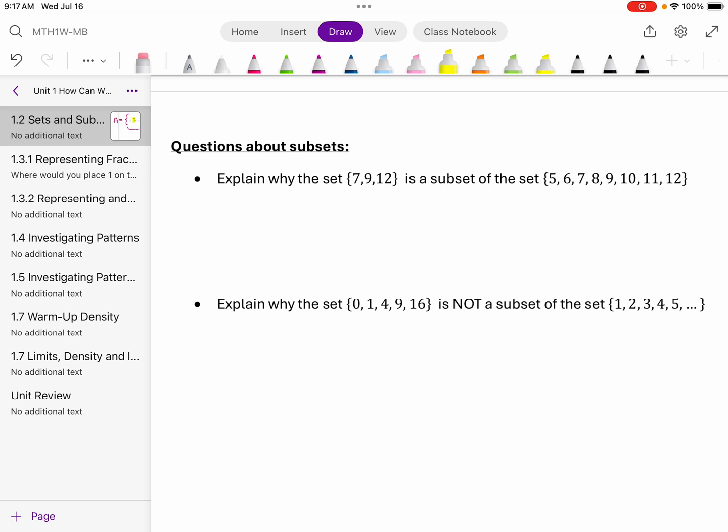So remember we talked about if something was going to be a subset, that means that all of these numbers here, 7, 9, and 12, have to exist in the other set. So if I look here, I've got 7, okay, that exists in both sets. 9, that exists in that set, and 12. So if this was set A and this is set B, I could say that all of set A is in set B.